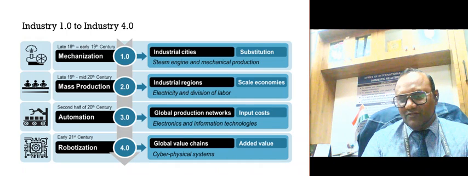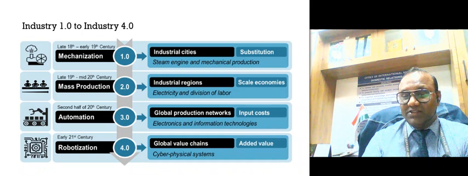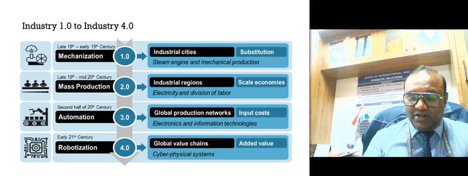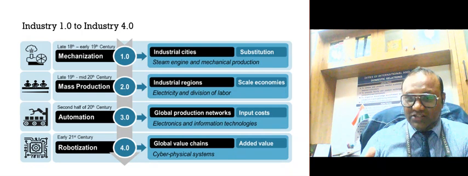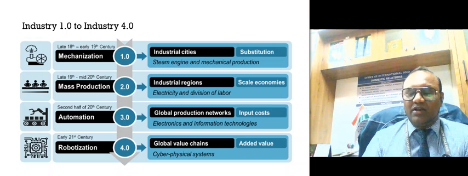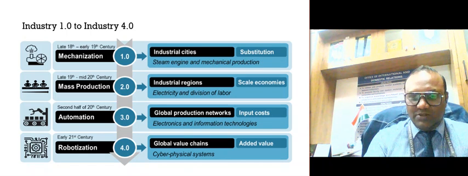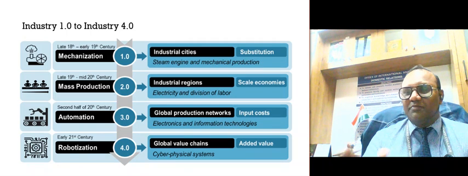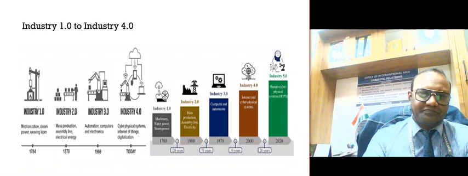And Industrial Revolution 4.0 is where we're talking about robotization, artificial intelligence, machine learning, and how these have added value. And this is how, from Industrial 1.0 to Industrial Revolution 4.0, we've upgraded. We moved to industrial cities, to industrial regions or hubs, to global production systems. And today we're talking about how we can leverage global value through the global supply chain, through the development of cyber physical systems in this particular era.